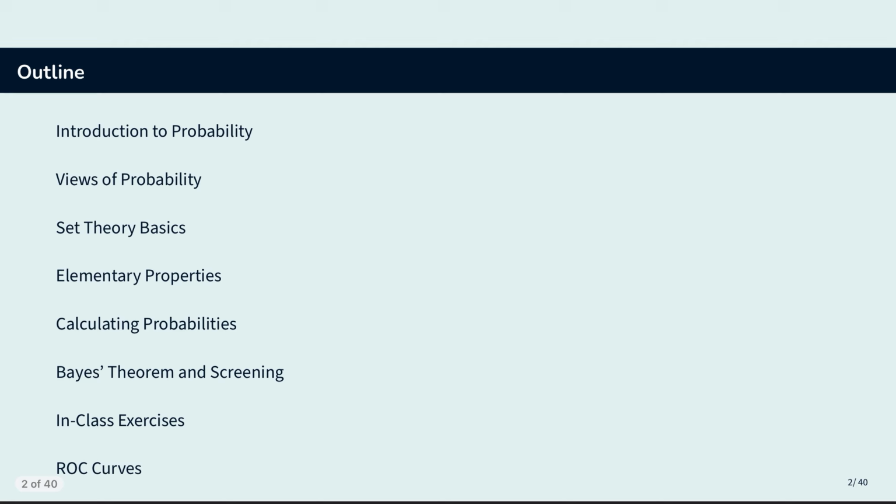In the outline of this lecture today, we'll talk about introduction to probability, views on probability, set theory basics, elementary properties, and calculating probabilities. We'll also cover one of the most important concepts in medical probability, which is called Bayes' theorem, and how screening tests use Bayes' theorem. And then we'll talk about ROC curves.